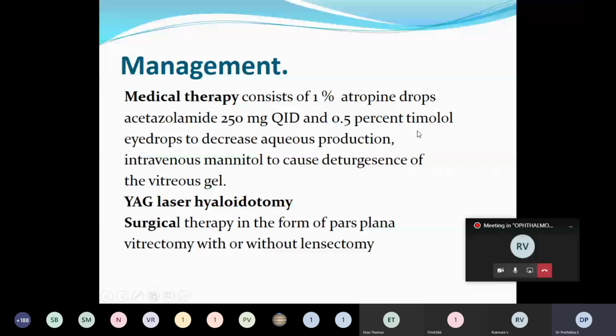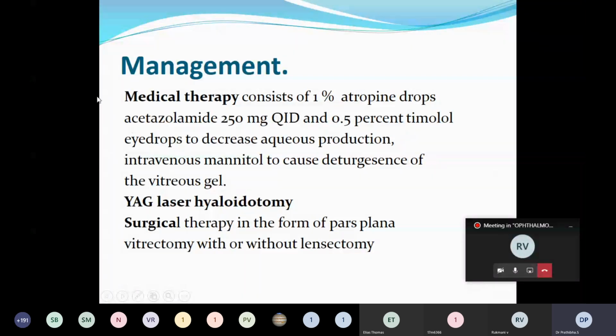Then, because the IOP is very high, we give intravenous mannitol to cause dehydration of the vitreous gel, because aqueous pockets can occur. Even with all this medical therapy, if it doesn't respond, then we do a YAG laser hyaloidotomy. Hyaloidotomy means we hit the YAG laser at the vitreous phase to break open those aqueous pockets. Then surgical therapy is the next step.